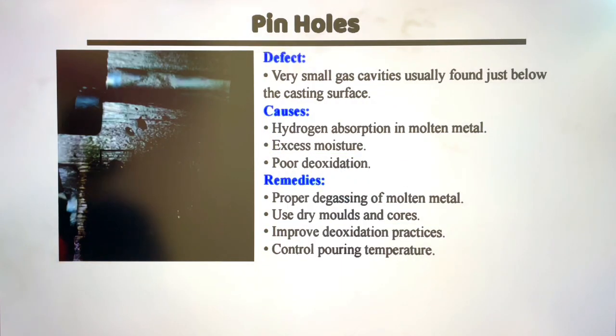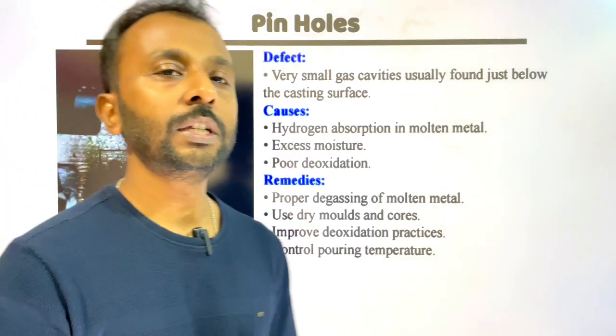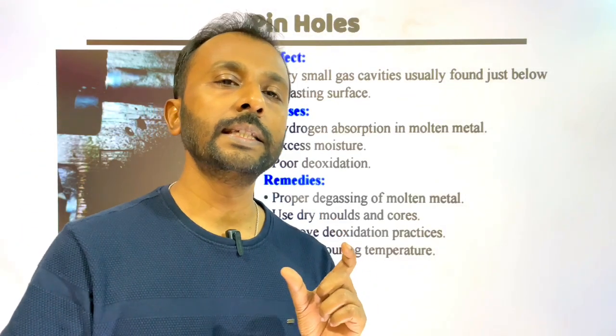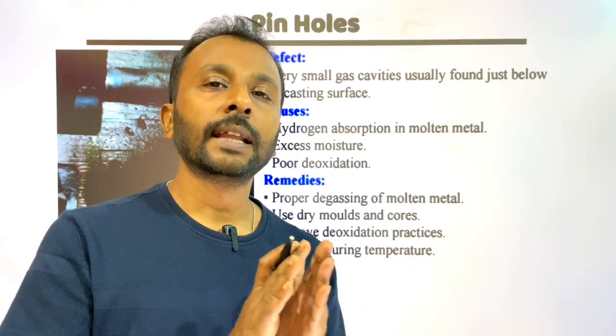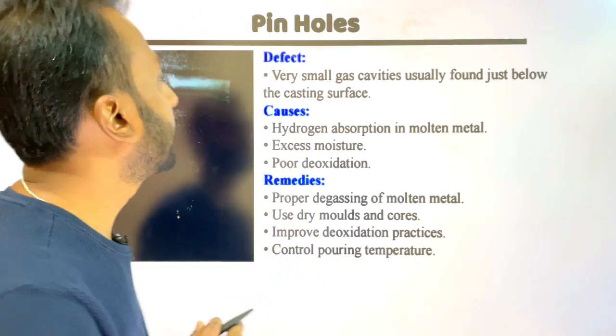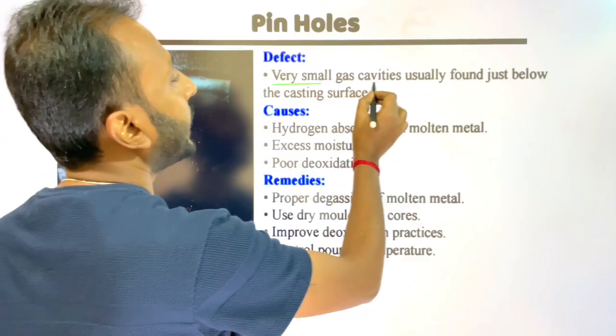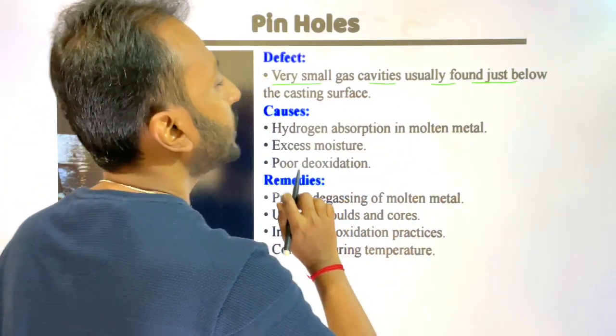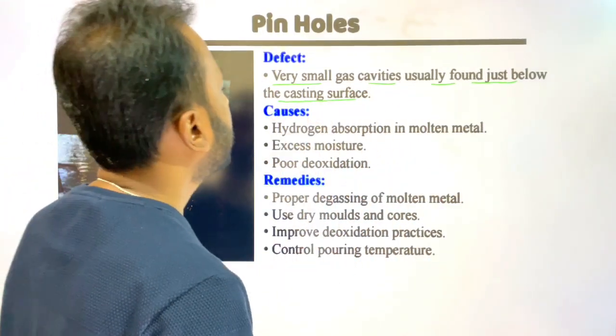The next is pinholes. The pinholes are like blowholes, but small in size, and it will be like a length or like a pin. Pin has a length like this. So very small gas cavities usually found just below the casting surface.